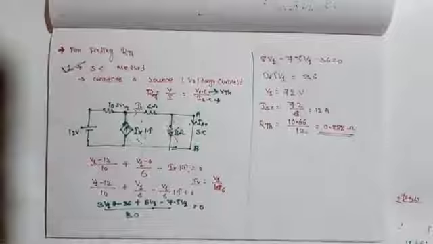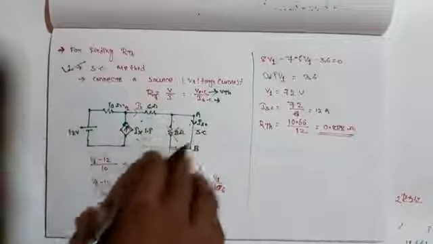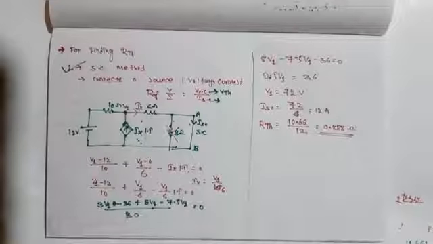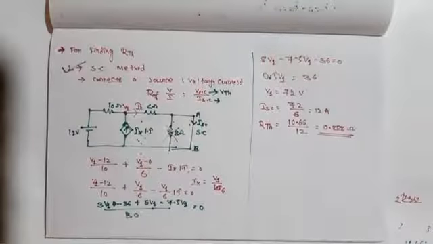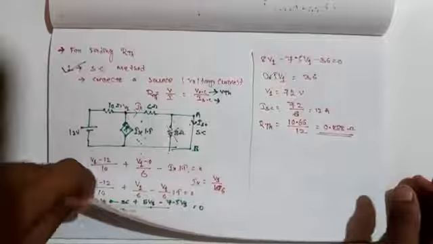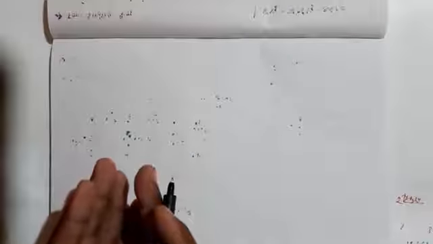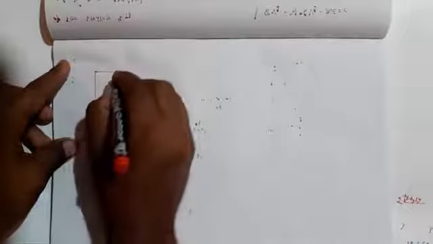This is the first method, where we short circuit the load terminal. In the next approach, we connect a dummy source like 1 volt, either a current source or a voltage source. For doing that, we need to deactivate the independent source. Here the only independent source is the voltage source, so we short circuit the voltage source.